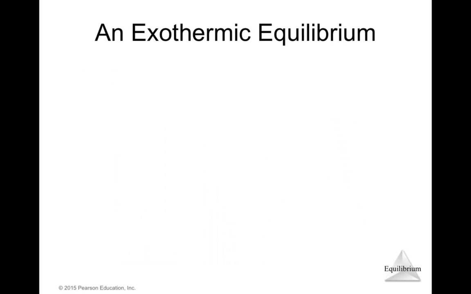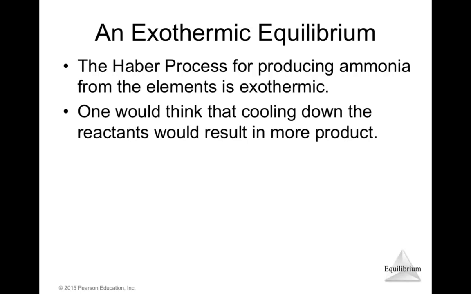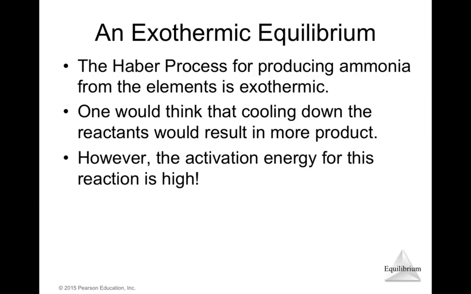So in an exothermic equilibrium, taking again the example of the Haber process for producing ammonia from the elements, this process is an exothermic one. So you will think that if it's exothermic, the heat is in the products. One would think that cooling down the reactants would result in more products, because if we cool the system, that means that we have the heat at the product, so we will shift that to the right side. But we have a situation, and that is that the activation energy for this reaction is really high. So even though we decrease the temperature, it's not going to be efficient, because the activation energy for this reaction is really high.